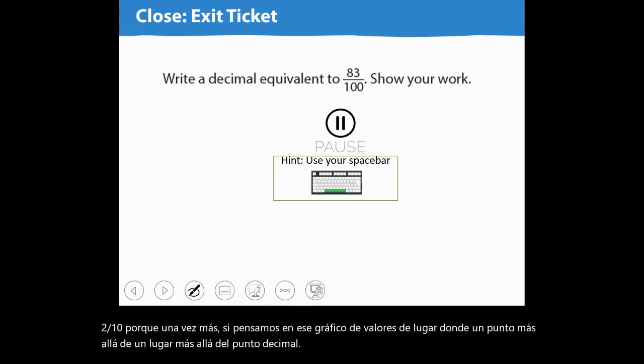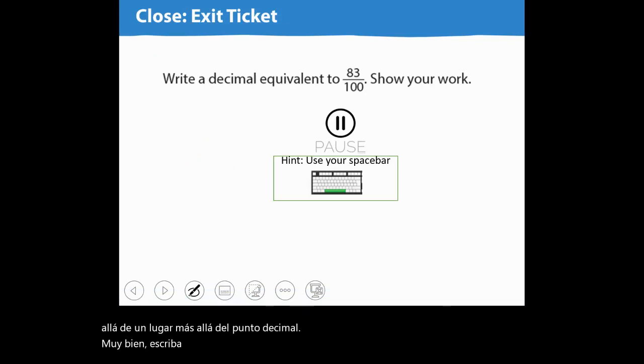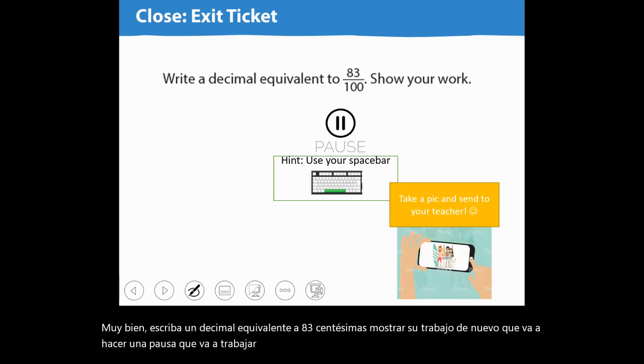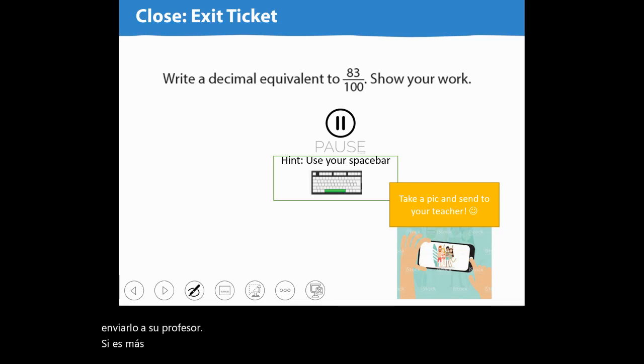All right, write a decimal equivalent to 83 hundredths. Show your work. Again, you are going to pause. You're going to work on this problem, and you are going to grab a picture of that and send it to your teacher. If it's easier for you to type this out and send it and share the document with your teacher, go ahead and feel free to do that as well.